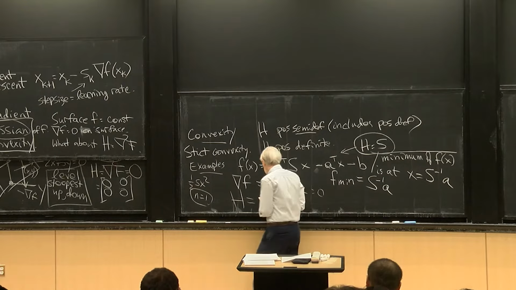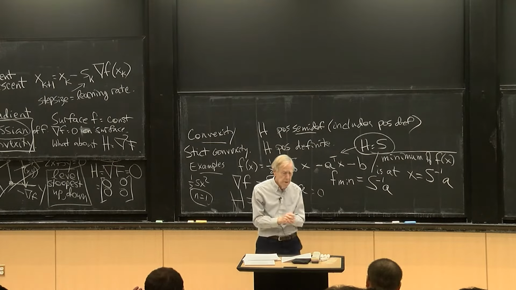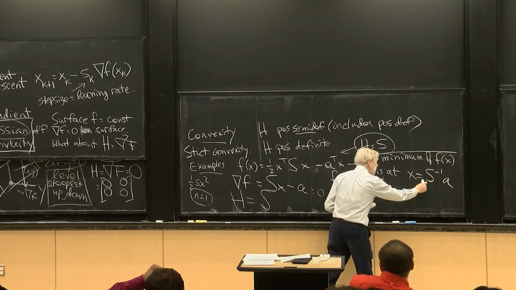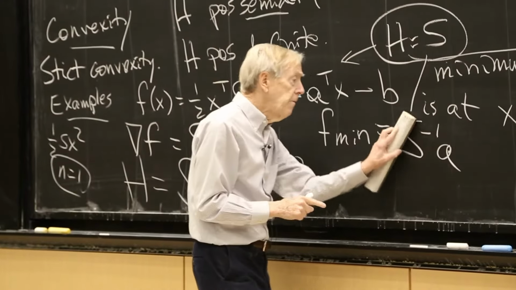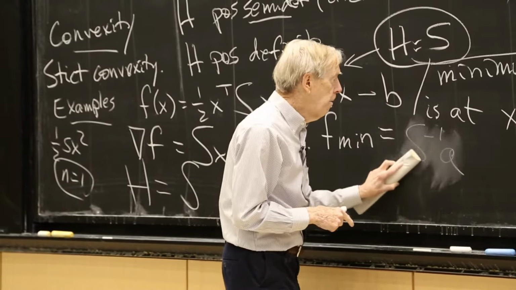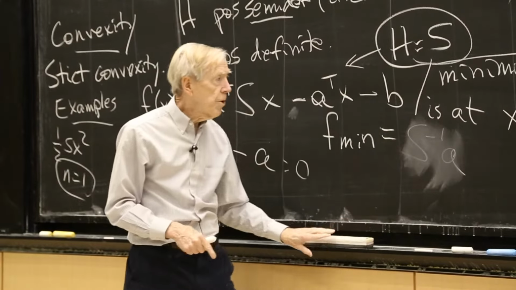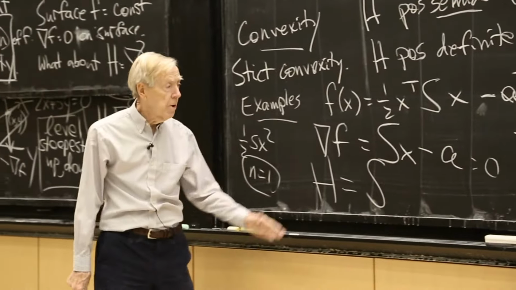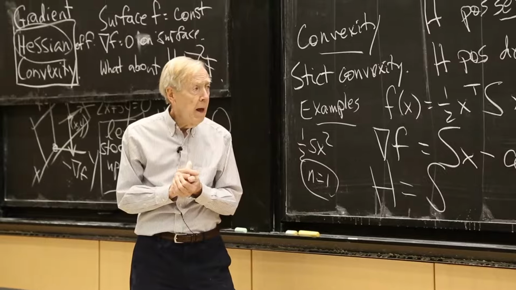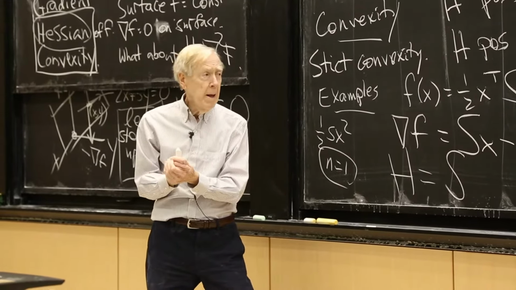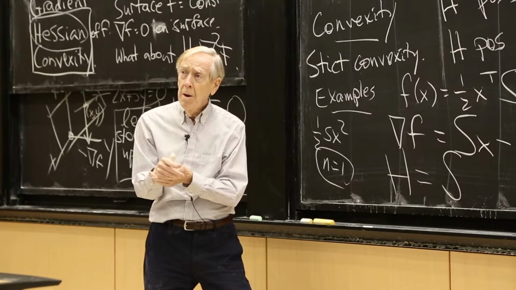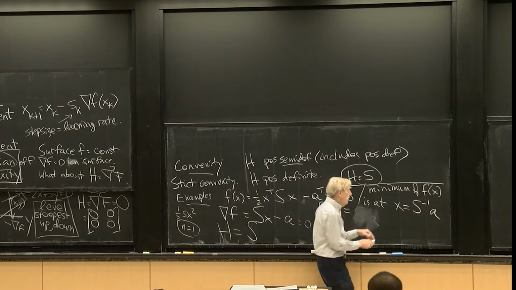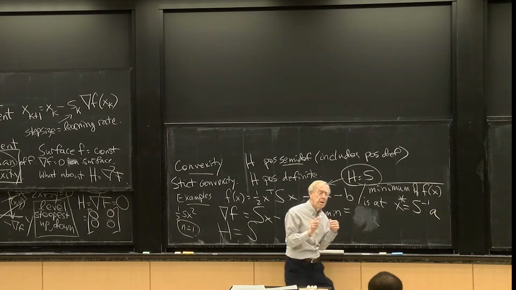My whole point for this little moment is to be sure that we keep straight what I mean by the place where the minimum is reached and the minimum value. Those are two different things. So the minimum is reached at S inverse A because that's obviously where the gradient is 0. It's the solution to Sx equal A. And what's the right word, a made up word, for this point x star where the minimum is reached?